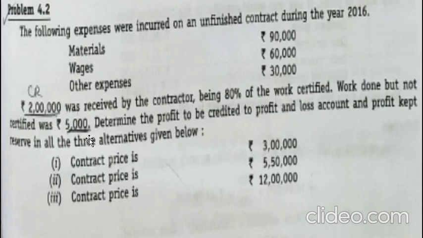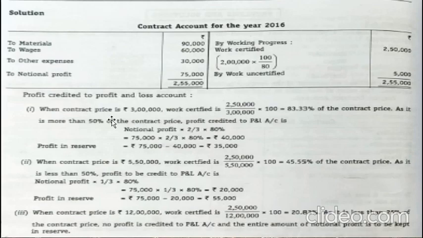As per the calculation here, the same thing is being done. Notional profit into 2/3 into 80%, which is 75,000 into 2 by 3 into 80%, which gives 40,000. So profit in reserve is 75,000 minus 40,000, which will give you 35,000. The same procedure will be done for your second alternative.